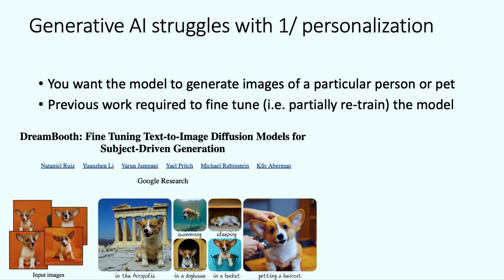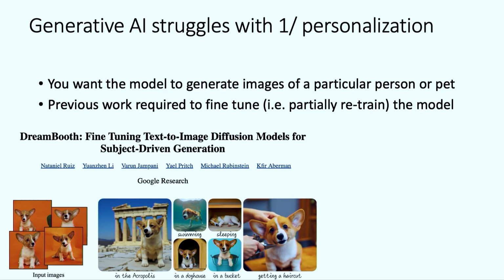All right. So let me talk about some of these limitations some more and how we've been able to address some of them. So one challenge is personalization. Maybe you don't want an image of a generic person or a generic dog. You want an image of your dog, or you want an image of a given person that you know. And the early techniques to enable this, in particular the work on DreamBooth at Google, required you to fine-tune your model. So, essentially, you had to partially retrain the model to generate images of the dog that you want or the person that you want.